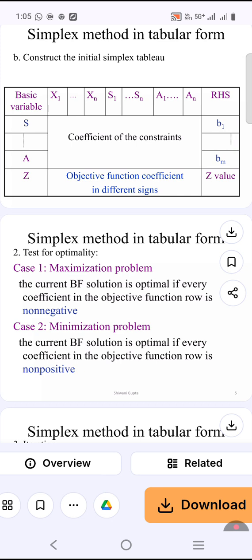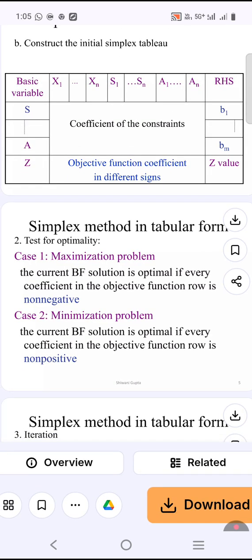The first case is a maximization problem. The current basic solution is optimal if every coefficient in the objective function row is non-negative. The second case is a minimization problem. The current basic feasible solution is optimal if every coefficient in the objective function row is non-positive.